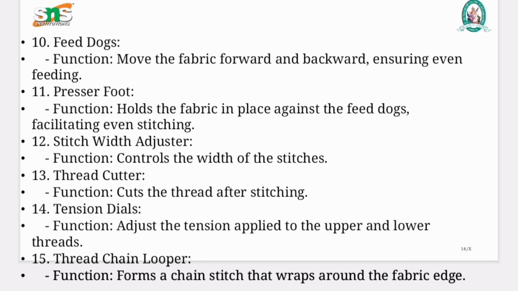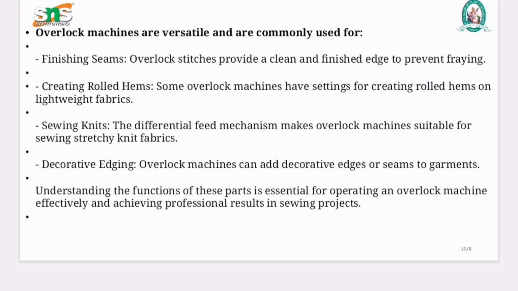Thread cutter cuts the thread after stitching. Tension dials adjust the tension applied to the upper and lower threads. Thread chain looper forms a chain stitch that wraps around the fabric edge. Waste tray controls fabric trimmings and excess thread. Overlock machines are versatile and are commonly used for finishing seams, creating rolled hems, sewing nets, and decorative edging.